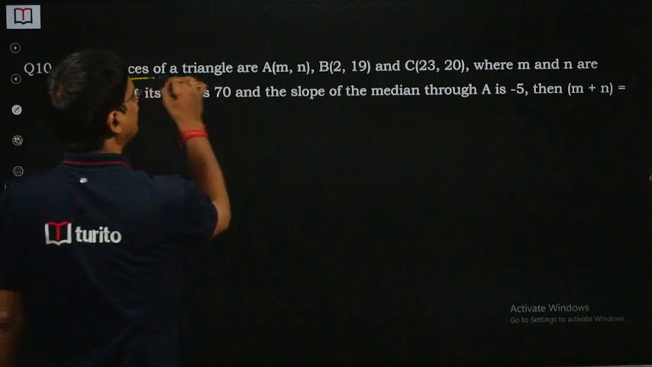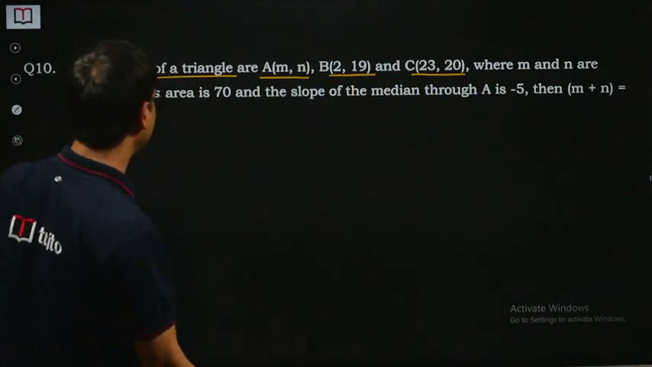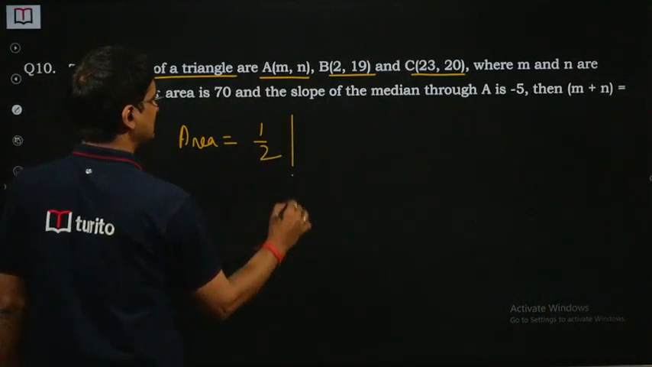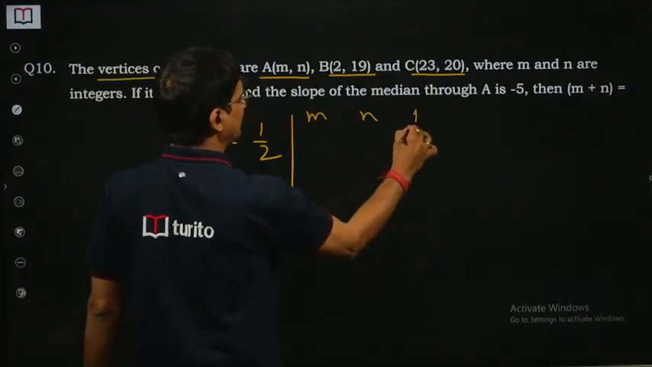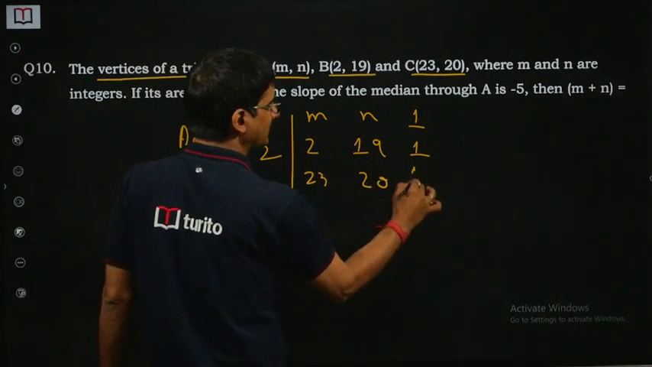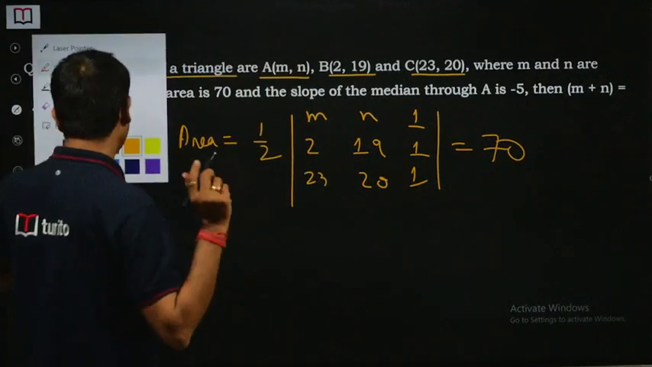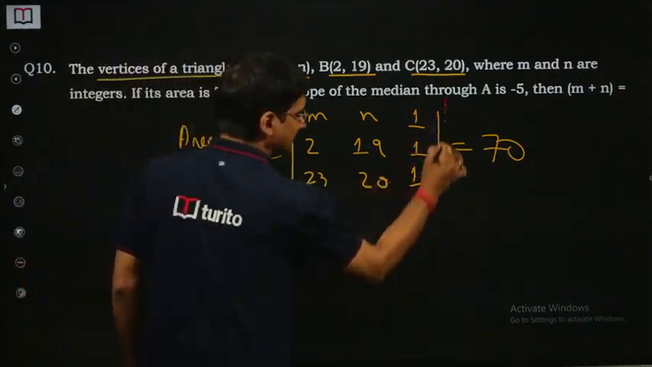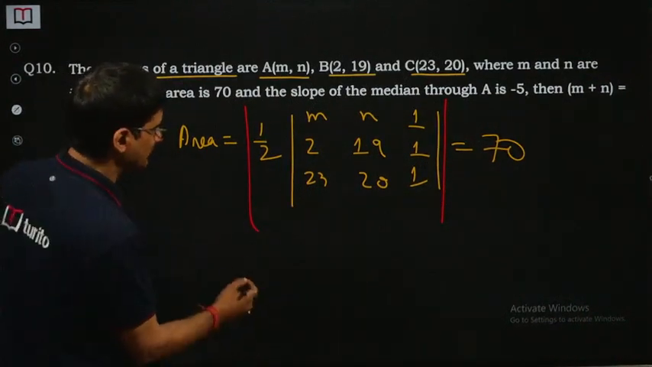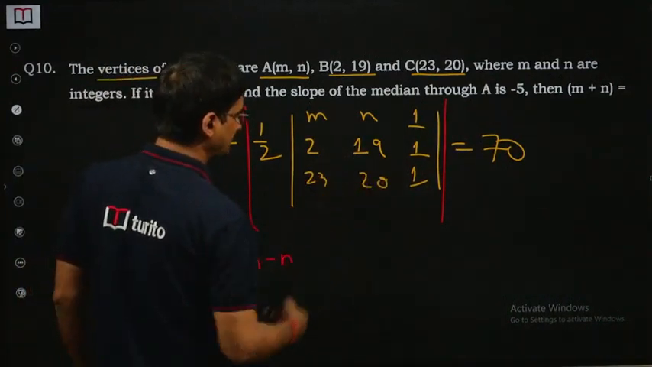The vertices of a triangle are this, this and this, where m and n are integers. If its area is 70, the simplest way is the determinant form. So it's m and 1, 2 19 1, and then 23 21, and this is equal to 70, of course with modulus, don't forget the mod of it. Remove the mod, and meanwhile if I solve it also, so 19 minus 20 is minus m minus n times 40 minus 3.